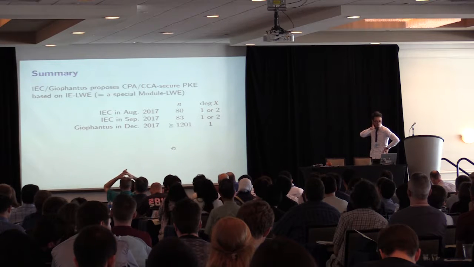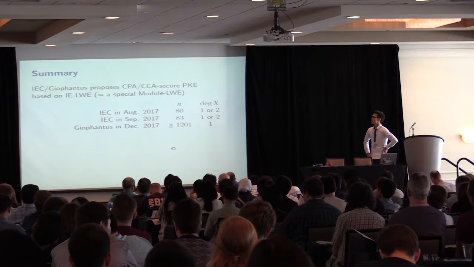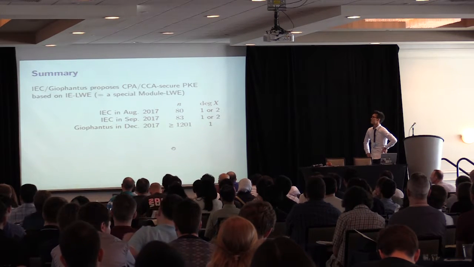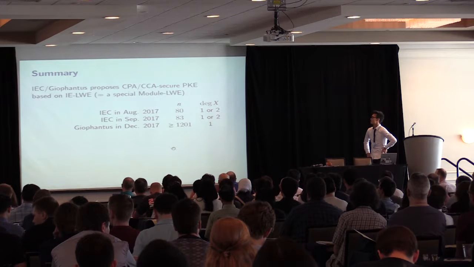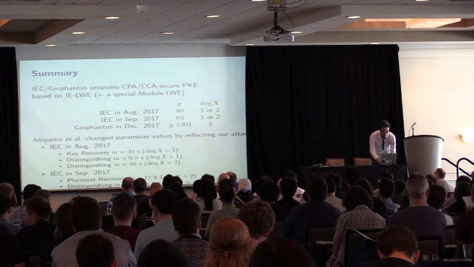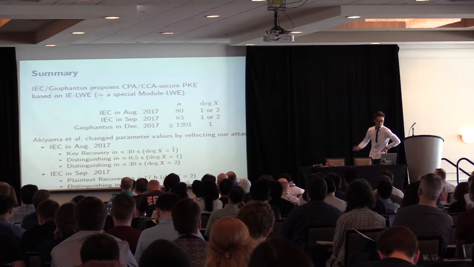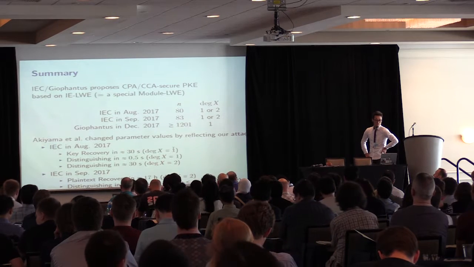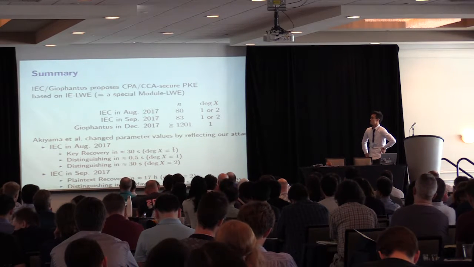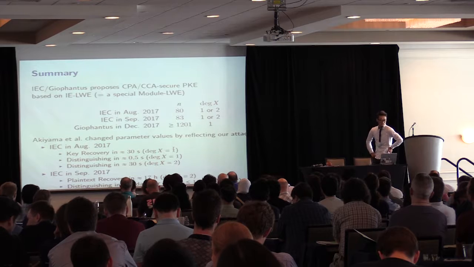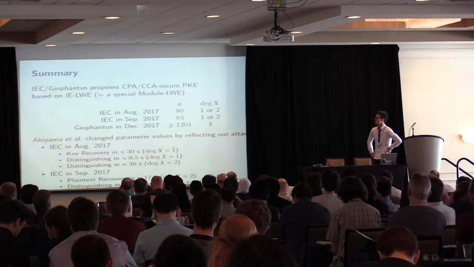So in December, GeoCampus came out as an initial PQC candidate. In these settings, they set the parameter N to at least 1,200. Why? Because of our attacks. They changed parameter values in response to our attacks in this talk. For example, in the case of IEC in the August version, I can recover the secret key in 30 seconds on my laptop, and I can distinguish some ciphertext from random ciphertext within 30 seconds in any case.